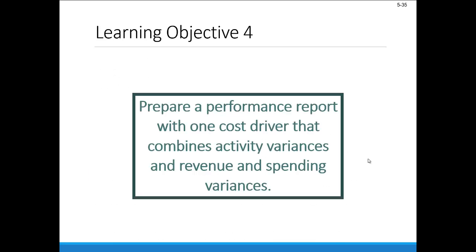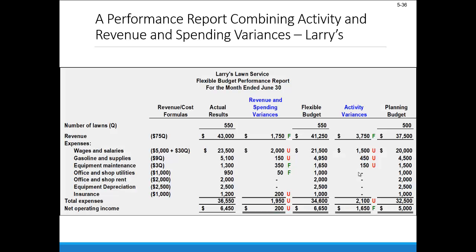That brings us to learning objective 4. We're going to look at all these variances together now on a performance report. So I've thrown that together here for Larry's lawn service. Any kind of performance report of this type should just lay out on a column by column basis these different results. So typically we would show the revenue or cost formulas that would derive the flex budget and planning budget amounts. We'll show the actual results first.